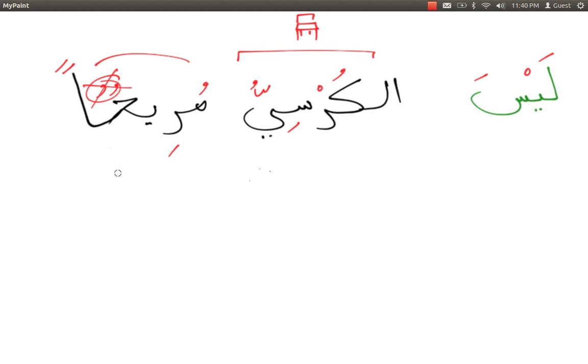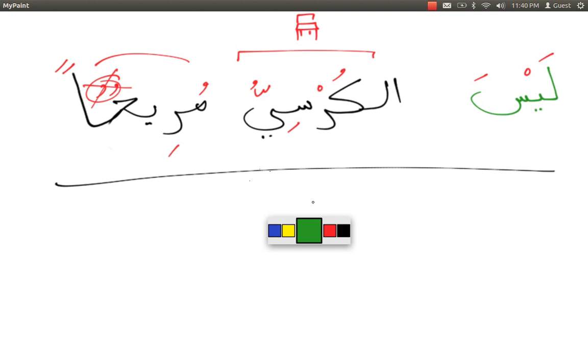Okay? So when you hear the word laysa, that means that whatever comes after it is not true. Okay? الكرسي مريح means the chair is comfortable. ليس الكرسي مريحا, it means the chair is not comfortable. Perfect. Another sentence.